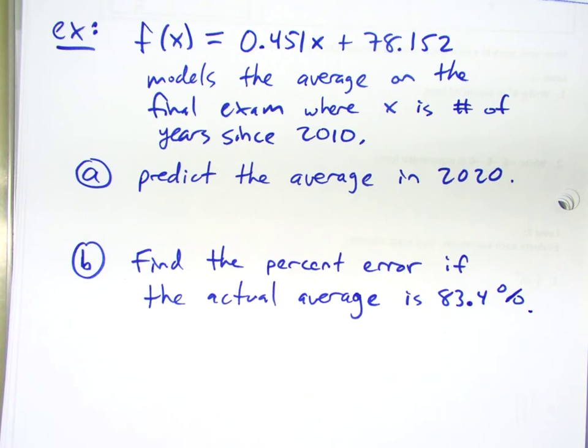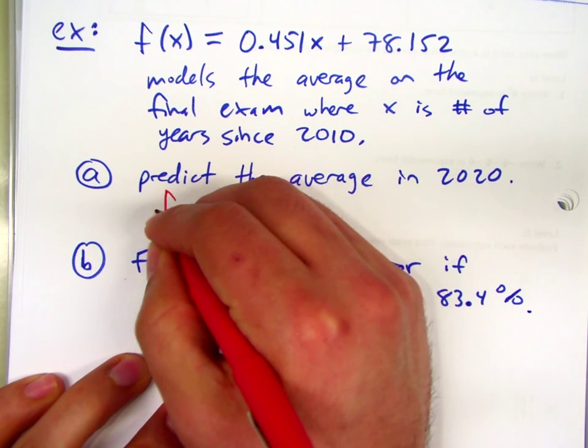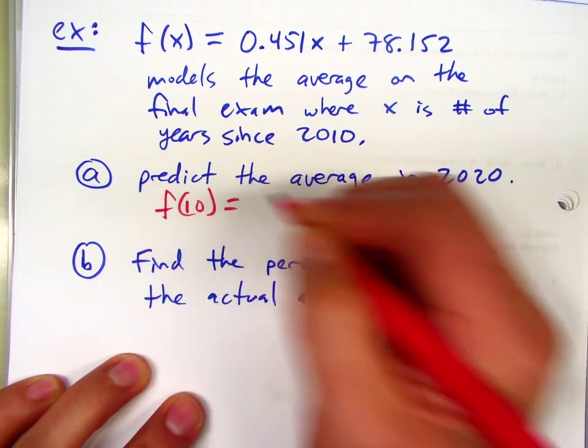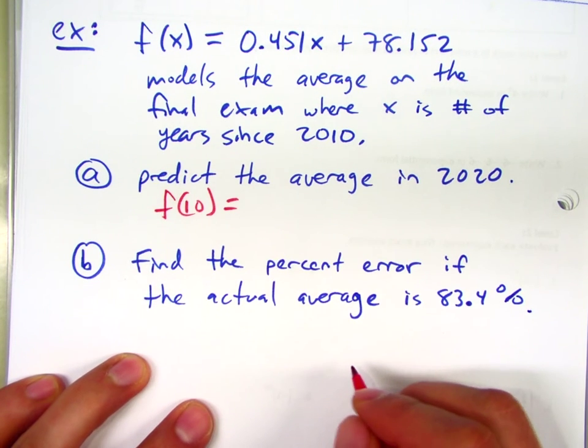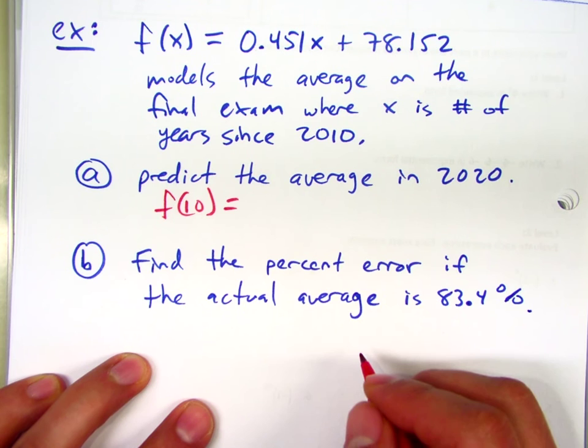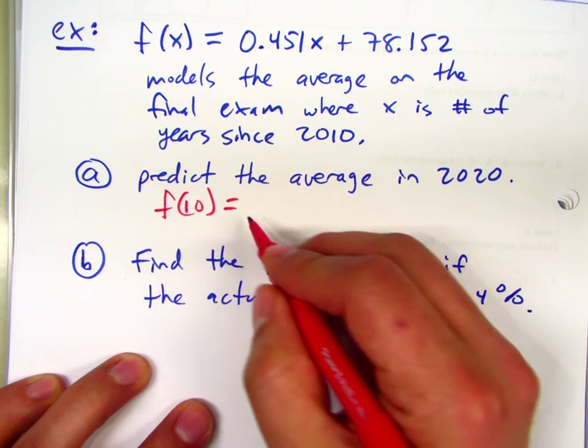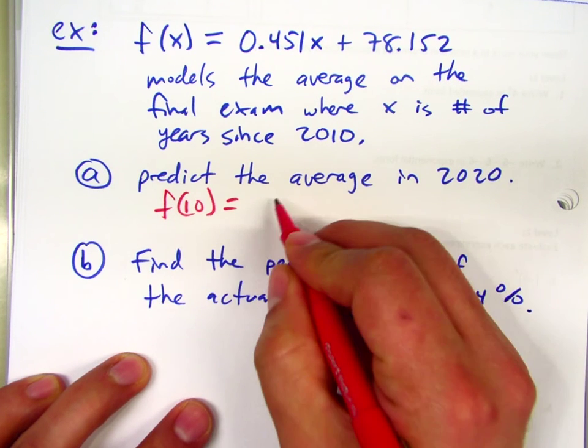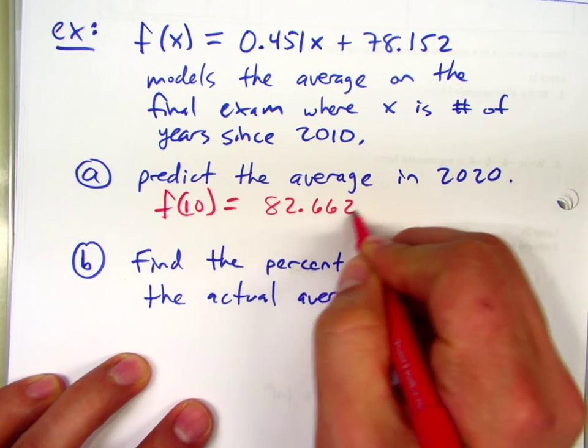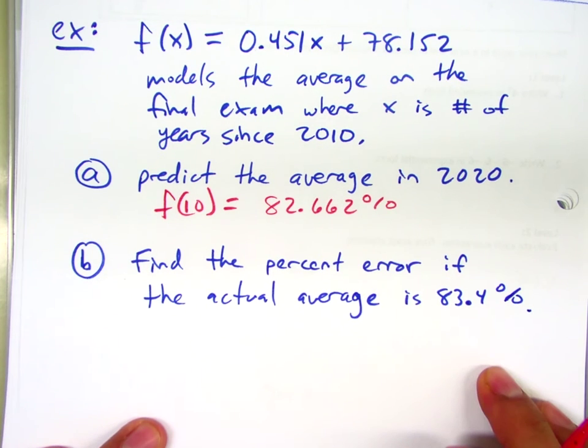All right, let's start going through. How do you do part A? Exactly. Plug in 10. Nobody actually plugged in 2020, right? If you do that, the percent average is pretty ridiculous. Okay. What do you get when you plug in 10? 82.662. Okay. Pretty good class average.